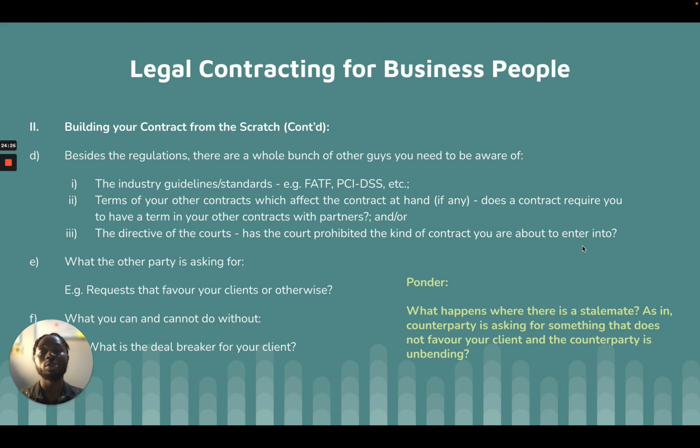You want to know, because if it doesn't favor your clients, you want to know how to deal with that. If it doesn't favor your clients, is it an industry standard? What kind of counterparty are you negotiating with? Is this somebody who will not budge, or can they not budge because they are also tied to another party? Now, this is something that is very, very important. So let me give a very good example here.